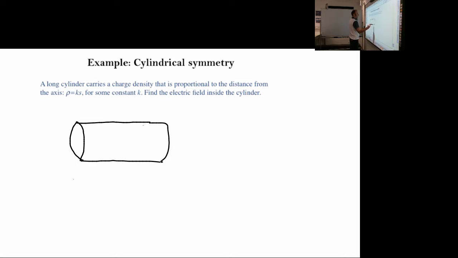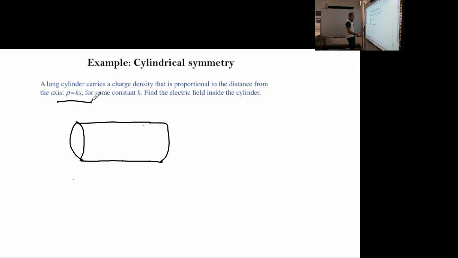Okay, so here we're going to consider a situation of applying Gauss's law to a case where we have cylindrical symmetry. We're going to consider a long cylinder which carries a charge density that is proportional to the distance away from the axis. So it's given by rho is equal to Ks, where K is some constant. And we want to find the electric field inside the cylinder.